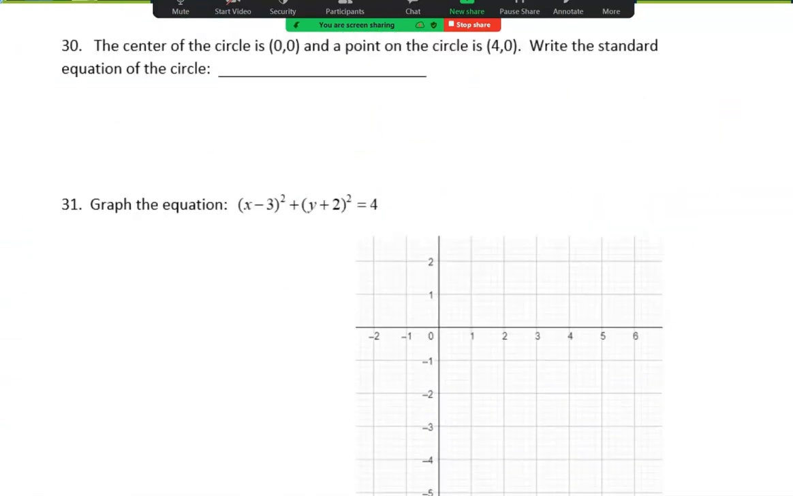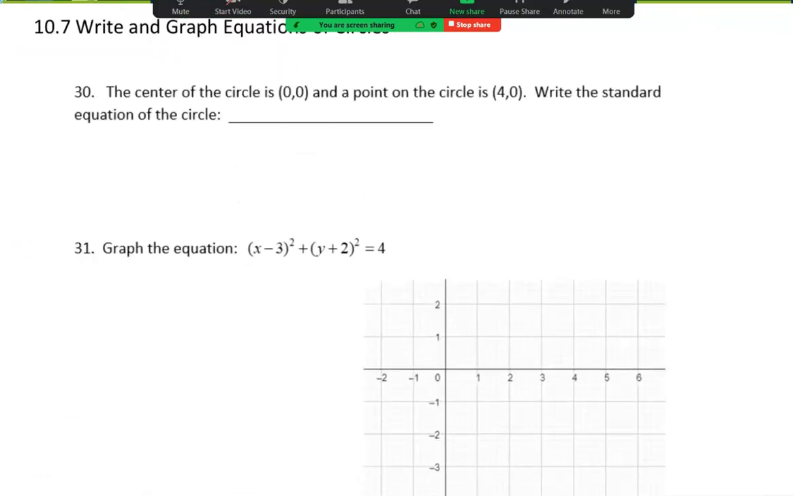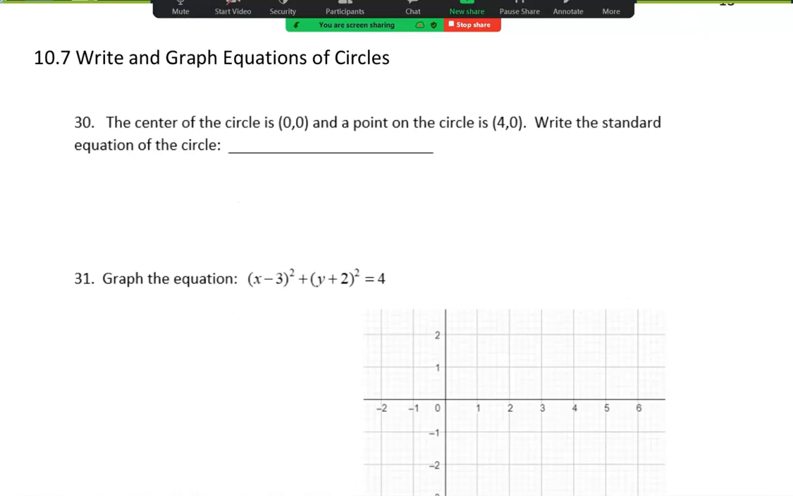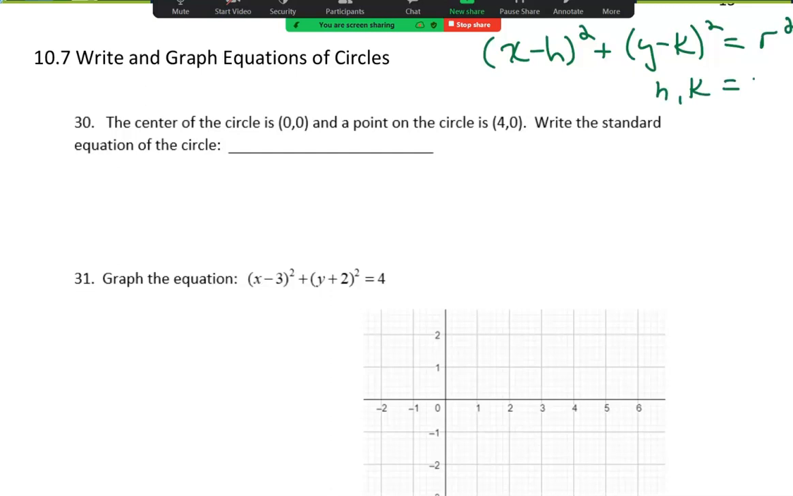Okay, the last thing we're going to do is 10-7, which is write and graph equations of circles. So 10-7, and you have a formula for that. Your formula is (x minus h) squared plus (y minus k) squared equals the radius squared.